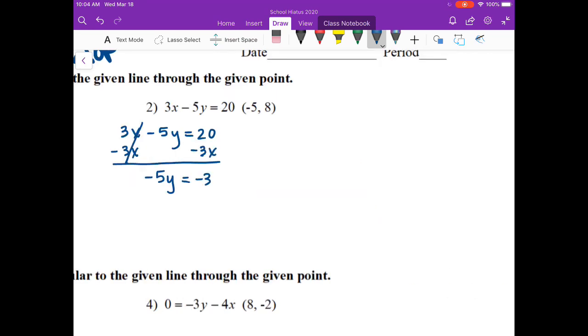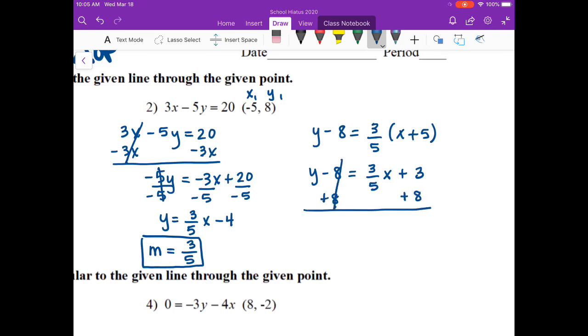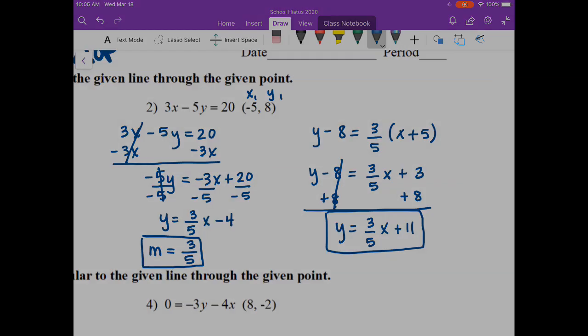Subtract 3x from both sides and then divide by -5 to isolate y. Your slope will be 3/5. Now substitute the slope and the ordered pair for x, y into your equation. Distribute 3/5 to simplify and then add 8 to isolate y. Now your equation is in slope-intercept form, y equals 3/5 x plus 11.